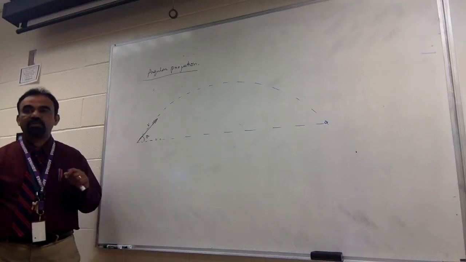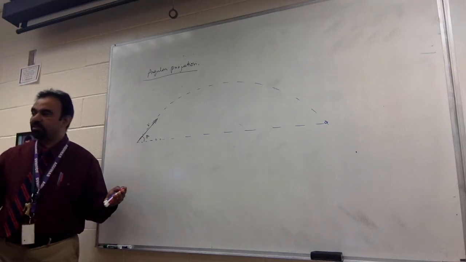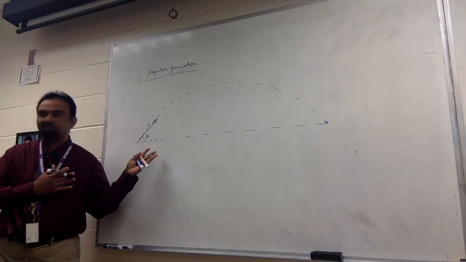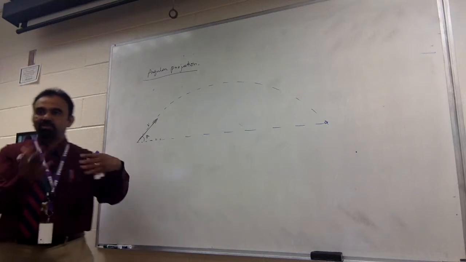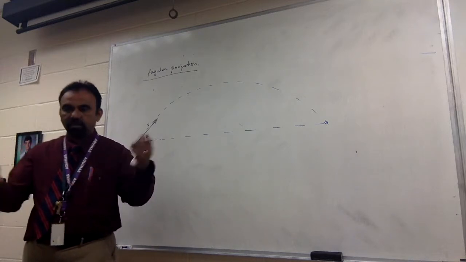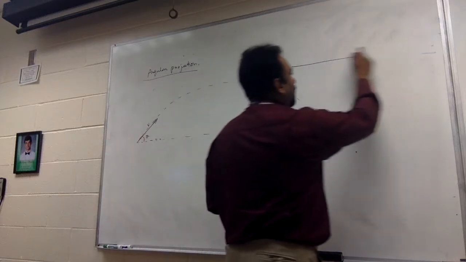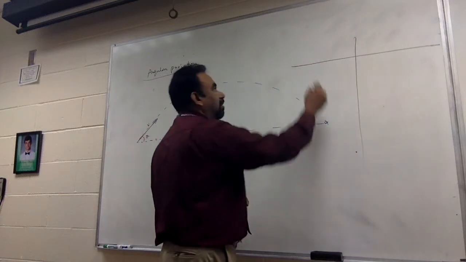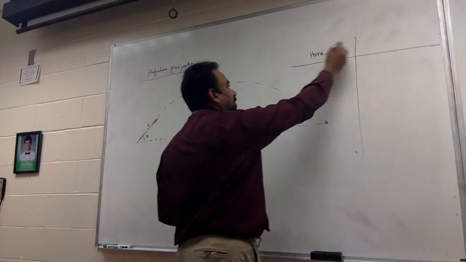Okay, so this is what's going to happen. What do you do for projectile motions? After you get the picture, what do you do next? Make a table, yes. You're going to make a table. Horizontal, vertical.